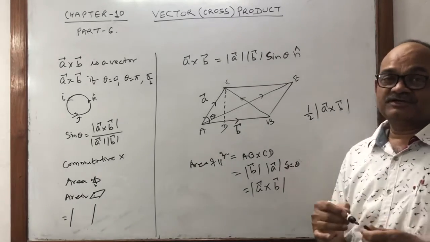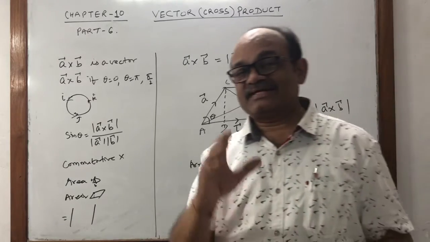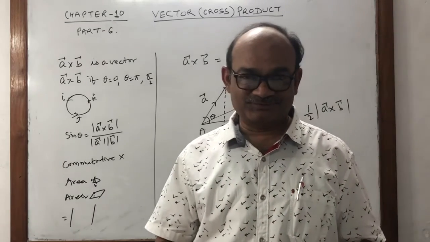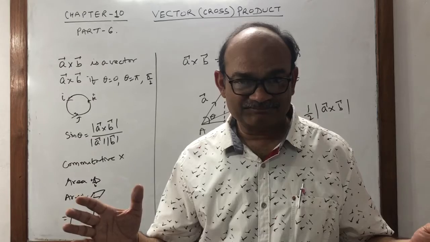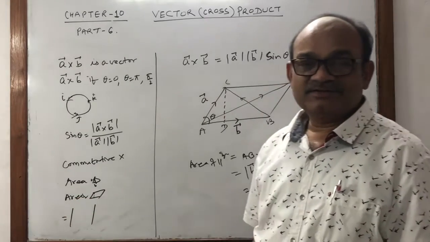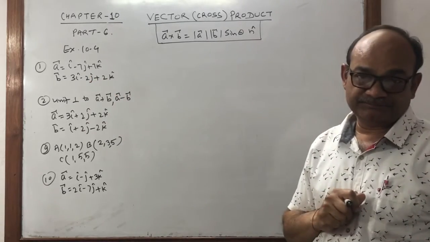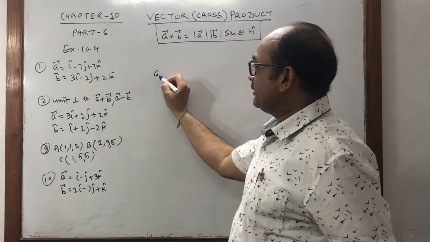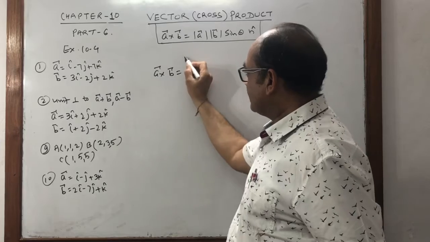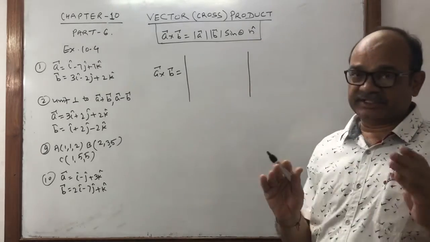So now we start the problems based on exercise number 10.4. I think theory is very clear. Okay, now we start the problems. First sum is find modulus of A cross B. So first we start A cross B. And the best method is using determinant.